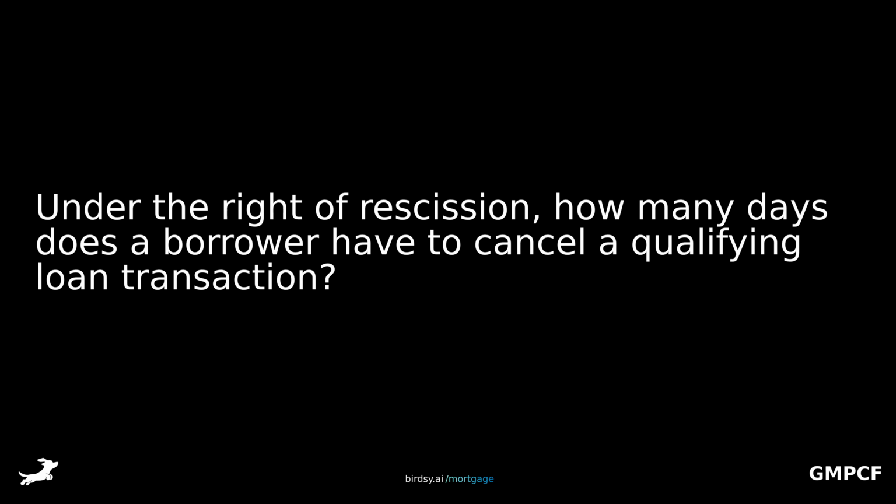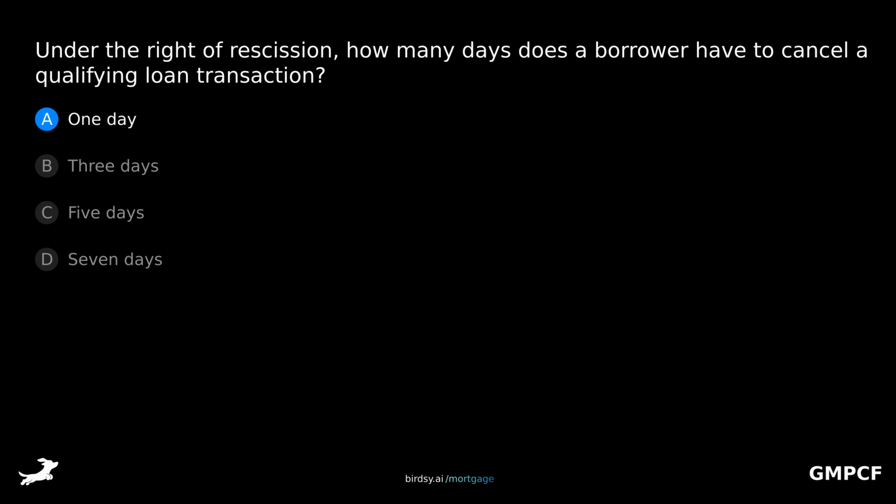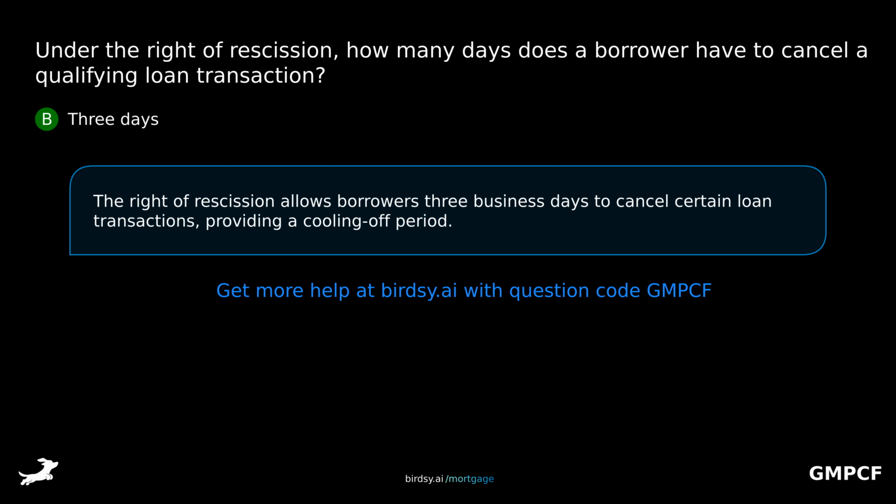Under the right of rescission, how many days does a borrower have to cancel a qualifying loan transaction? Is it A, 1 day, B, 3 days, C, 5 days, or D, 7 days? The answer is B, 3 days. The right of rescission allows borrowers 3 business days to cancel certain loan transactions, providing a cooling-off period.